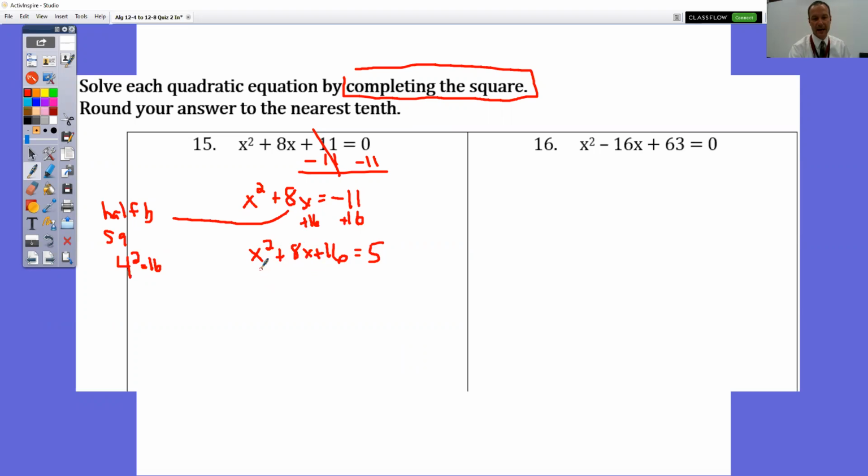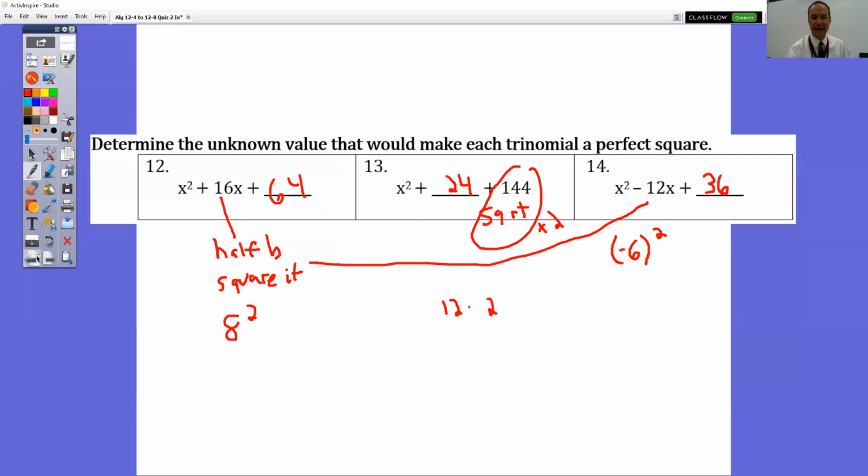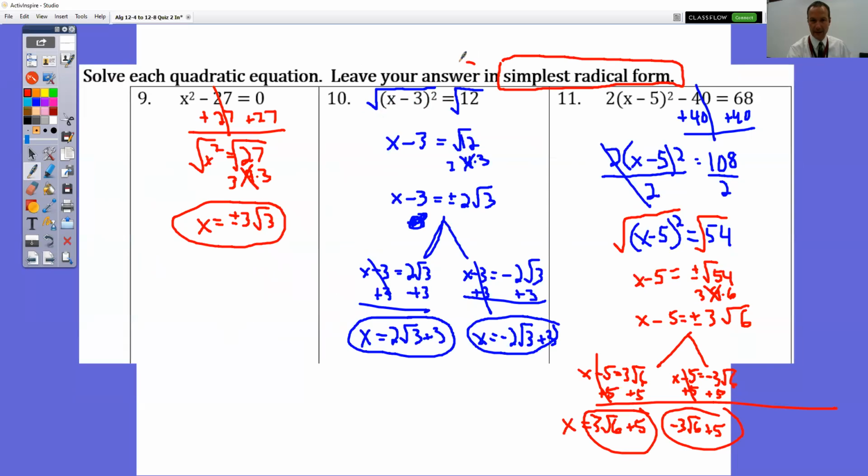What times what is 16 that adds up to 8? Well, it would be 4 and 4. You'd have x plus 4 and x plus 4. That's taking place of the trinomial. An easier way to write x plus 4 times x plus 4 is just x plus 4 squared. Bring down your equals 5. Now this problem looks exactly like the type of problem that we had before.